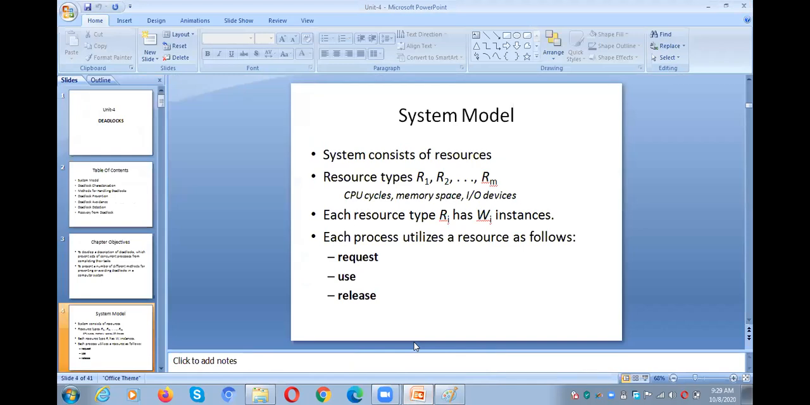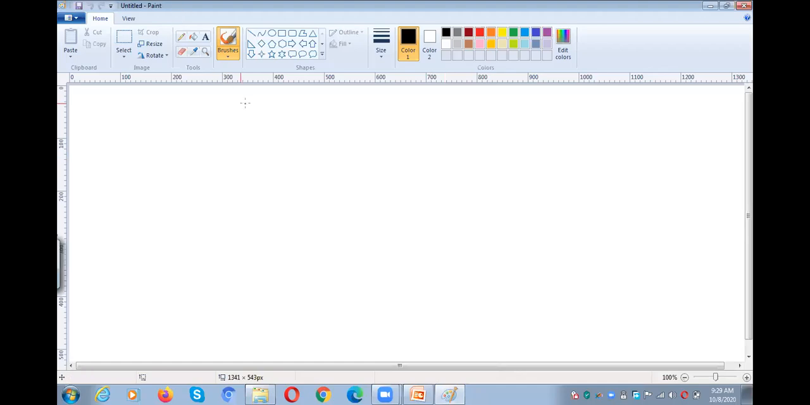System model means here we have two things you need to understand. That is, the system consists of so many resources. As I told you, there are different types of resources in a machine. What are those? What are the system resources? CPU cycle is a system resource, memory is a system resource, and files are system resources. So all these resources might be used by the process when the process is executing the task, right? Usually the resources are represented with the symbol R and the process is represented with the symbol P.